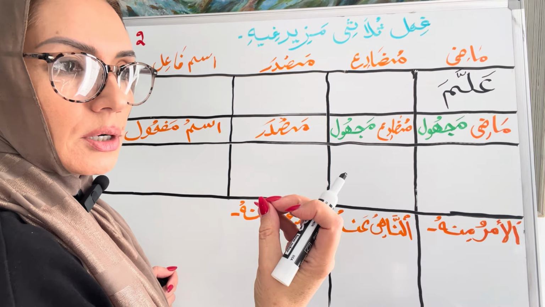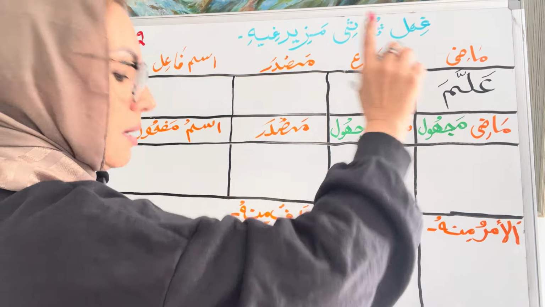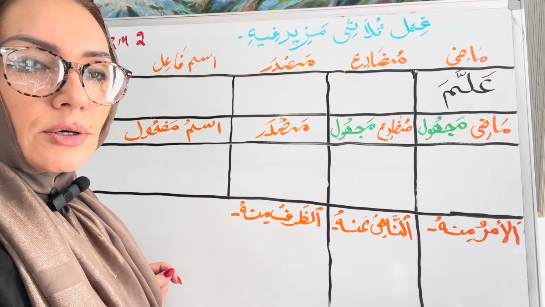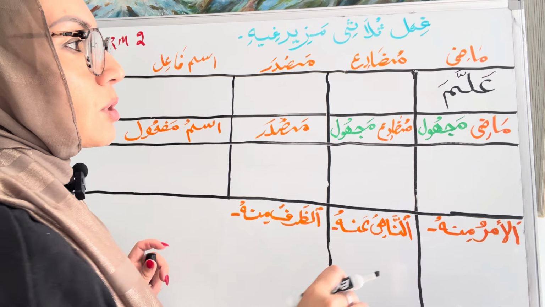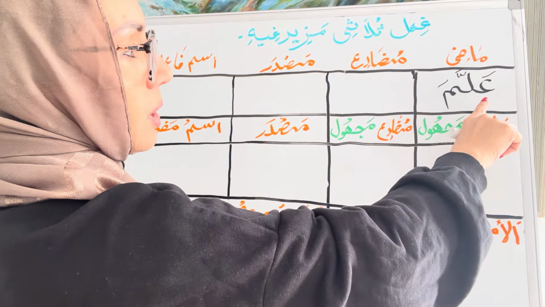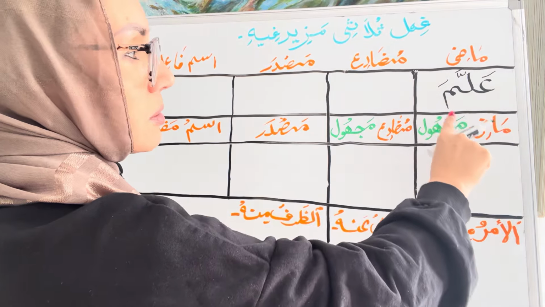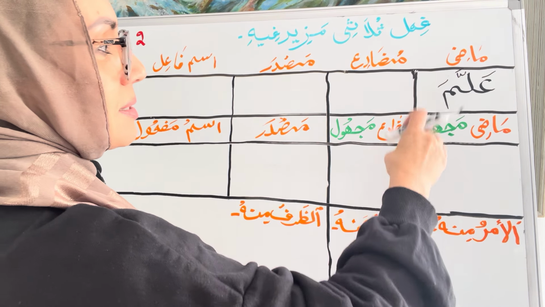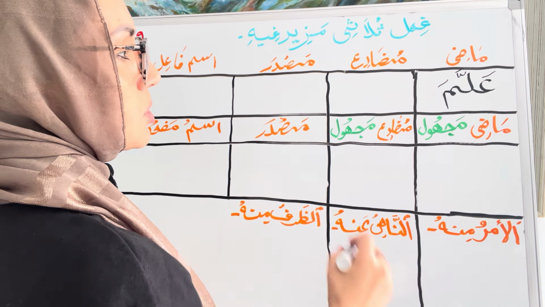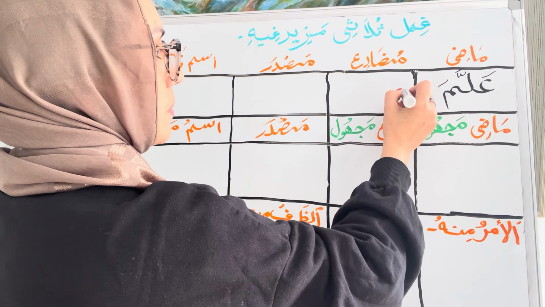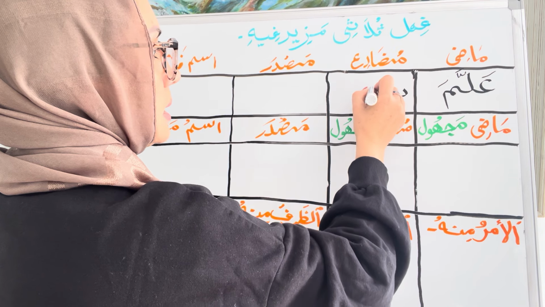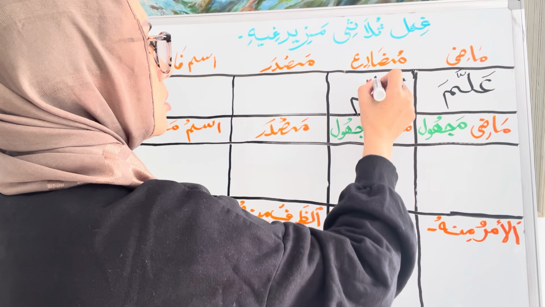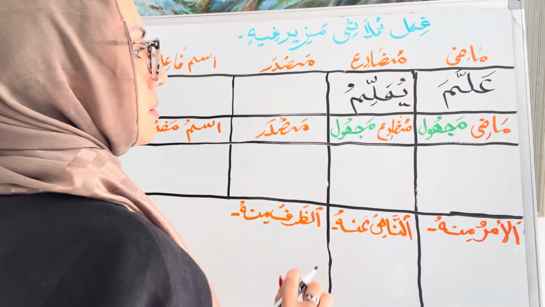So as a reader, anytime you see a shadda, that indicates that there are two of that letter in that word. That's what it's telling us here, so we're going to read it as allama. We have to pronounce that extra lam. So the madi is allama, and then the mudari becomes yu'allimu. Yu'allimu, right?